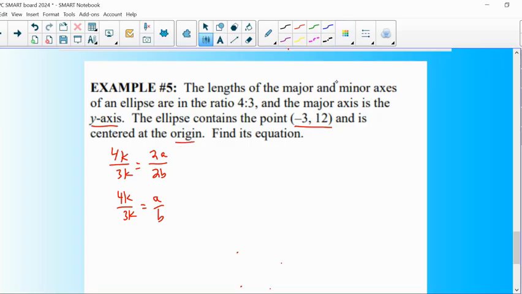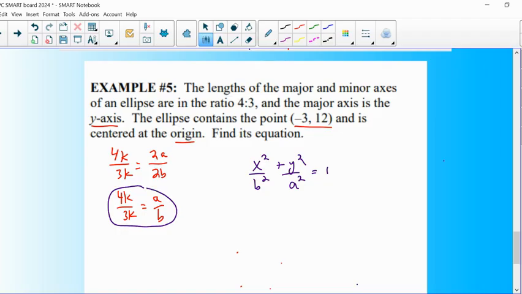So the fact that it's centered at the origin allows me to say it's going to be x squared plus y squared, not having anything that you're subtracting. So x squared plus y squared equals 1. And then you might wonder, does the a squared go under the x, or does the b squared? Because the major axis is the y-axis, we know that that has to be our a squared, and then the minor axis becomes b. Perfect.